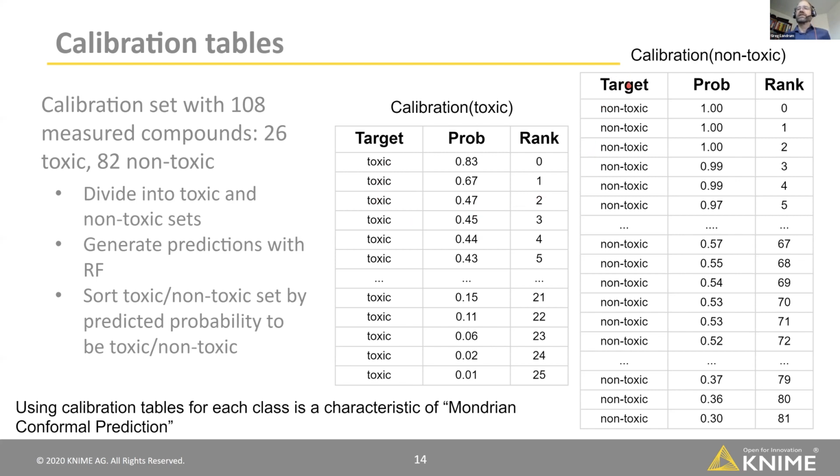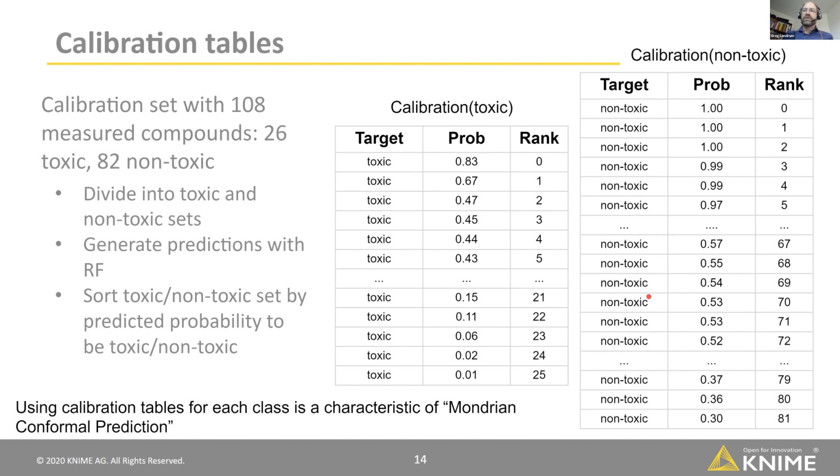And the second is the table of the rows that are in the non-toxic class. And then I just generate predictions for each of those: for the ones in the toxic class, take the predicted probability that they're toxic, and for the ones in the non-toxic class, the predicted probability that they're non-toxic, and then sort by that predicted probability to rank them. So these are our calibration tables. We have, again, the predicted probability of toxic for every compound that actually was toxic, and predicted probability of non-toxic for every row that actually was non-toxic.